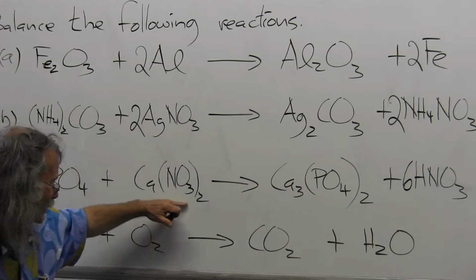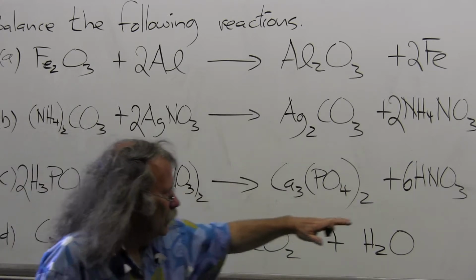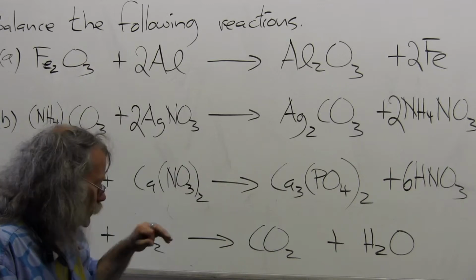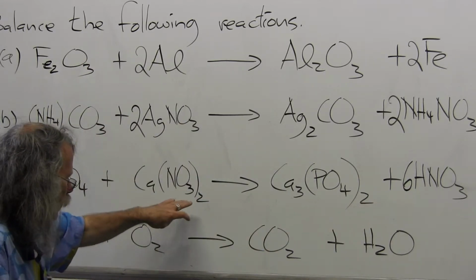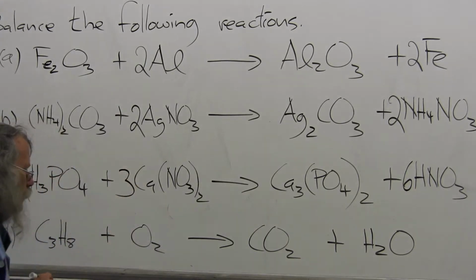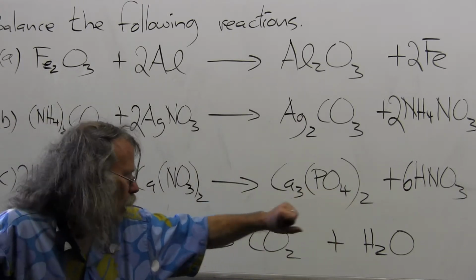Now, how many nitrate ions do I have on the left? I've got 2 on the left. I've got 6 on the right. So that's easy enough. I've got 2 on the left. What do I multiply 2 by to get 6? I'll put a 3 here. And now I've balanced my nitrates. 6 nitrates on the left, 6 nitrates on the right.